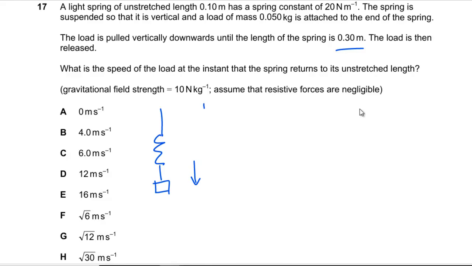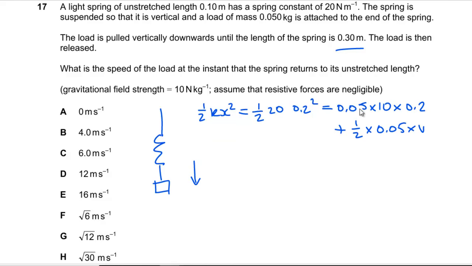So we got a half kx squared. That's what we're starting with. So that's a half times 20 times extension is 0.2. So we've got that. And that is going to be equal to, we've now got an mgh, so that's our m, times our g, times our h, plus a half times m, times v squared. So we need all of this in here.